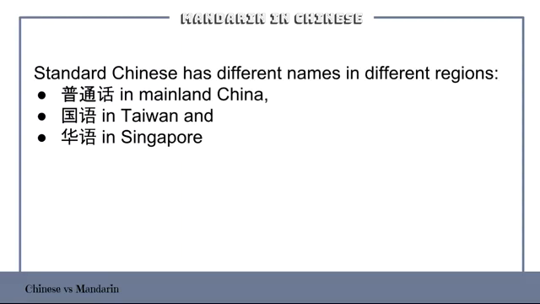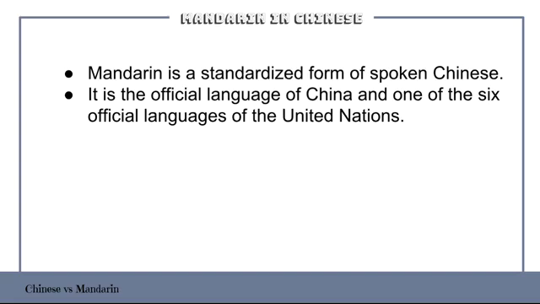So standard Chinese has different names in different regions. In Chinese, of course: 普通话 is used in mainland China, 国语 in Taiwan, and 华语 in Singapore. More or less, 普通话, 国语, 华语 refer to the same thing, which is standard Chinese. And what is standard Chinese? That is Mandarin. So Mandarin is a standardized form of spoken Chinese. It is also the official language of China and one of the 6 official languages of the United Nations. It is quite useful, Mandarin.